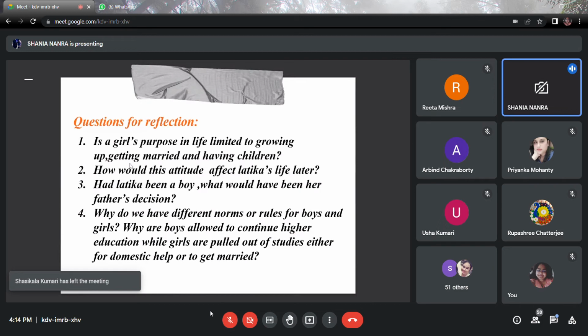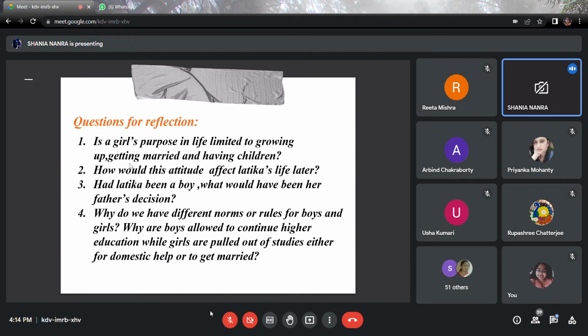Why do we have different norms and rules for boys and girls? Why are boys allowed to continue higher education while girls are pulled out of studies either for domestic help or to get married? So these are the questions for reflection. We need to understand these things.